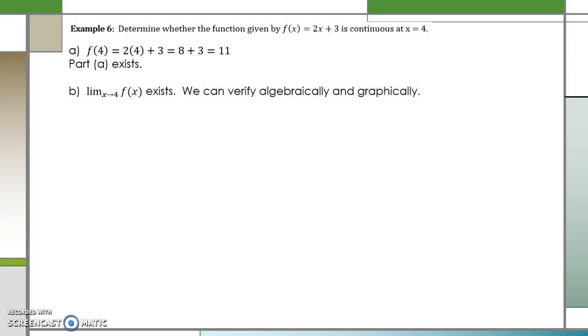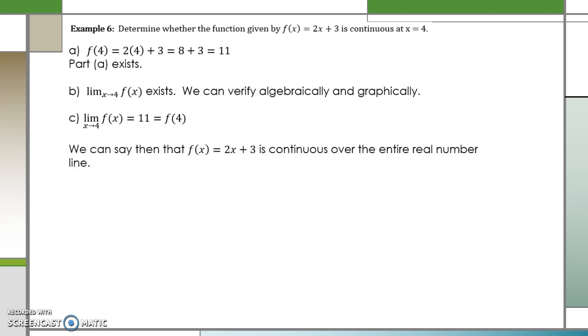Further, we can verify algebraically and graphically that the limit as x approaches 4 certainly does exist. Because it is a rational function, we can plug in 4 and see that it works. And the limit as x approaches 4 is equal also to 11, and f of 4 equals 11, so we have satisfied all three parts. So we can say that f of x equals 2x plus 3 is continuous over the entire real number line. Further, we know that 2x plus 3 is a linear line, and it would be continuous visually, but now we've proved it algebraically.